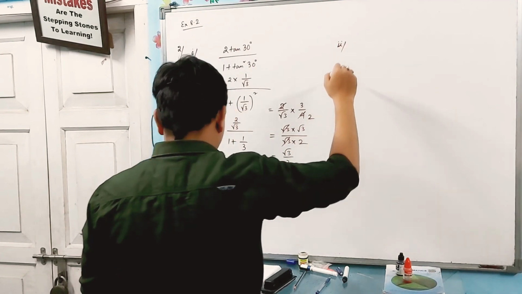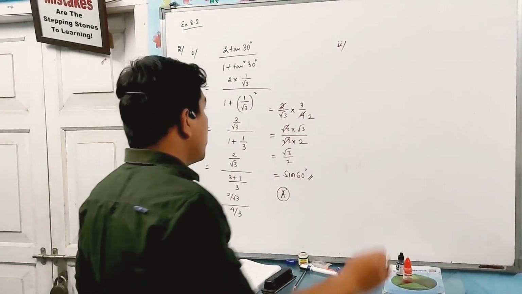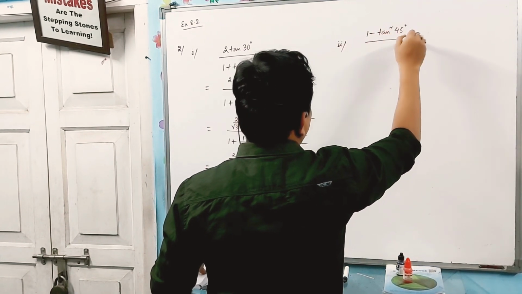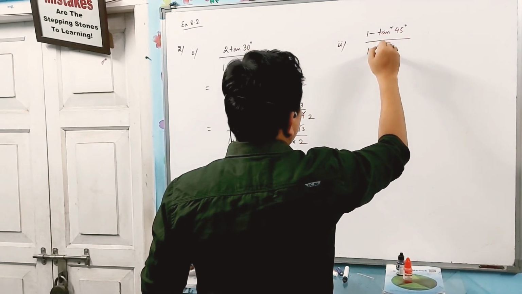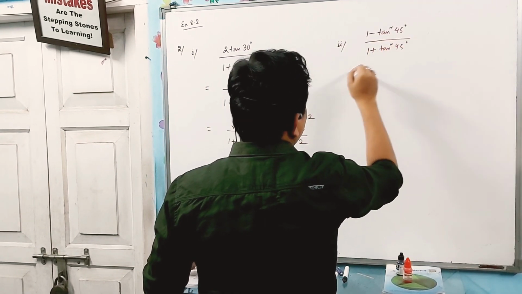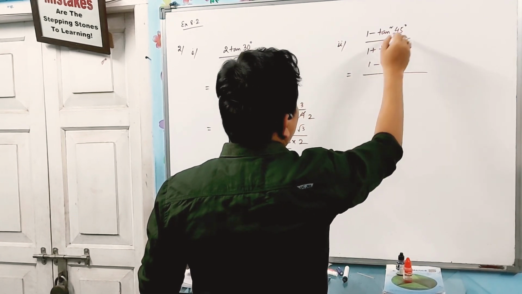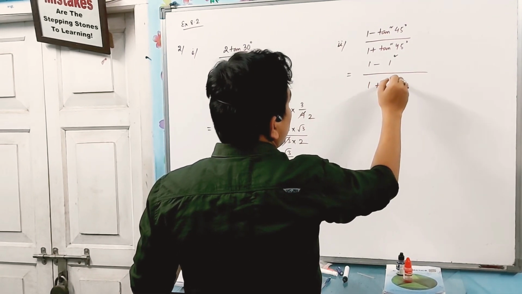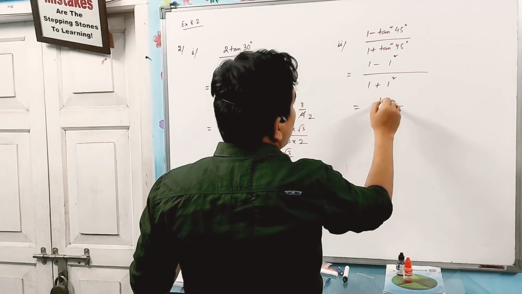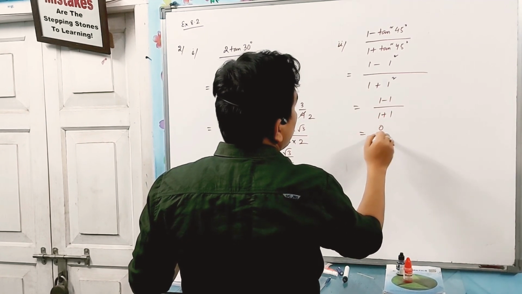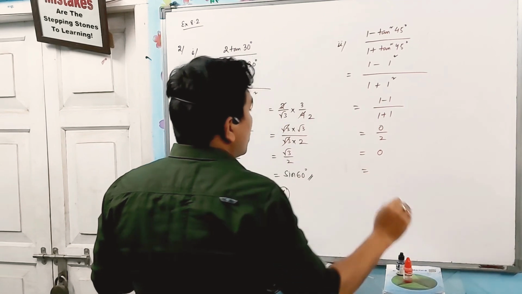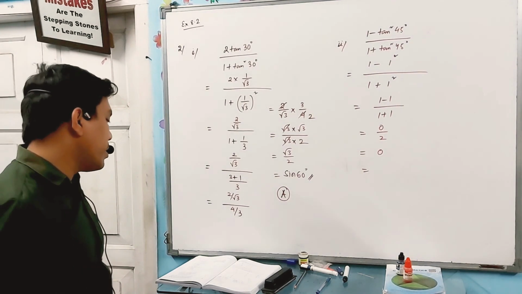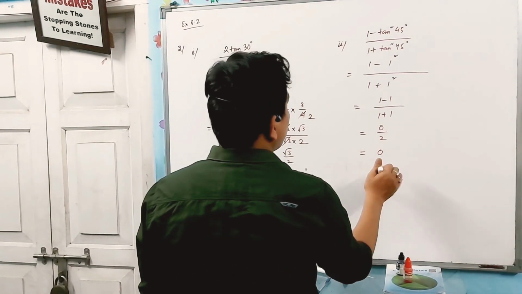In number 2, what is given? 1 minus tan square 45 degree divided by 1 plus tan square 45 degree. Now we know already tan 45 is 1. So 1 minus 1 square, and again 1 plus 1 square. 1 minus 1 divided by 1 plus 1, that is 0 by 2, answer will be 0. Now you have to choose. Option D directly gives 0, so the correct choice will be D.